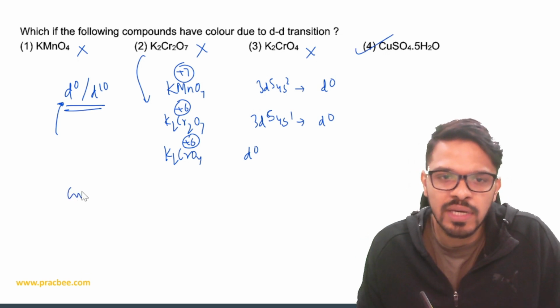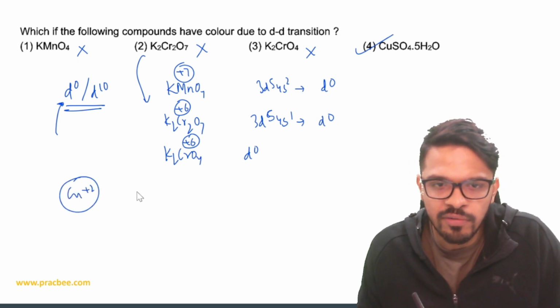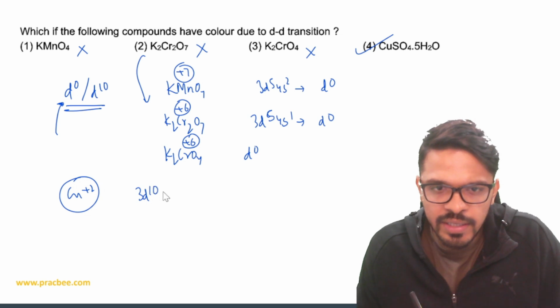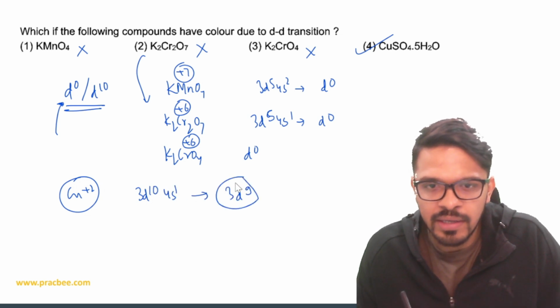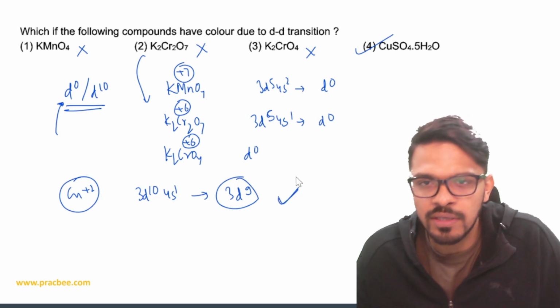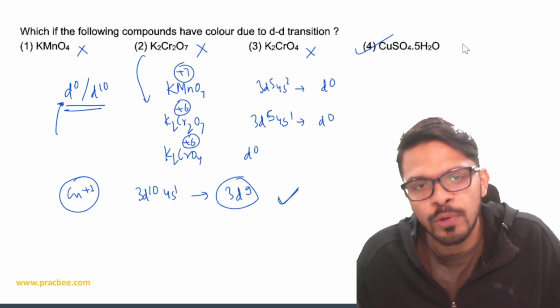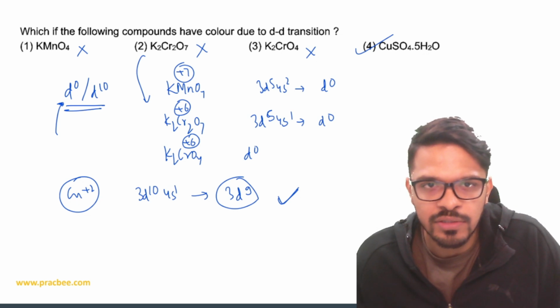CuSO4 basically has Cu +2. Copper is generally 3d10 4s1 and when I remove 2 electrons I'll get 3d9. So d-d transition can take place here. And we know CuSO4 is blue in color, right? So the answer is 4.